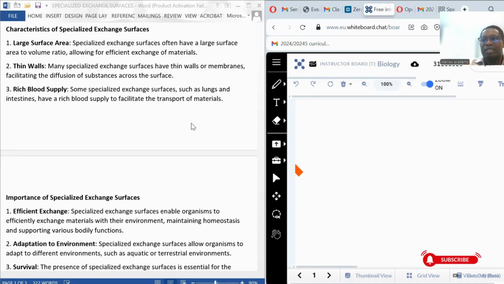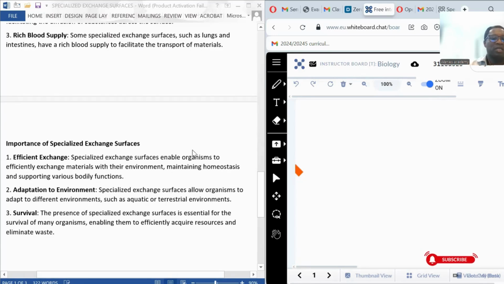Even in the small intestine too, the villi in the walls of the small intestine also contain blood vessels, which allow for the trapping of the diffused material from the small intestine through the bloodstream and around the body.